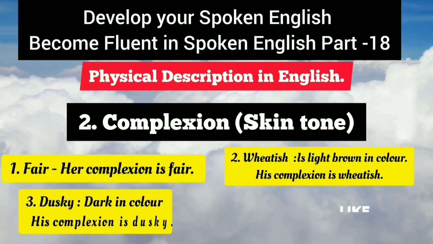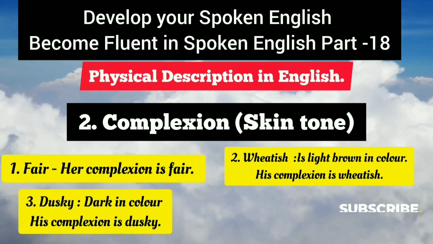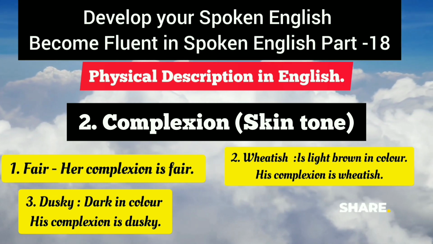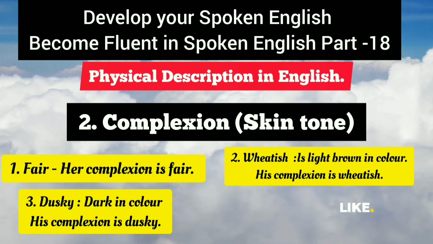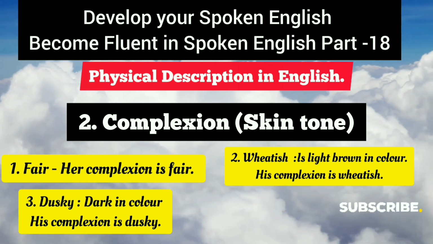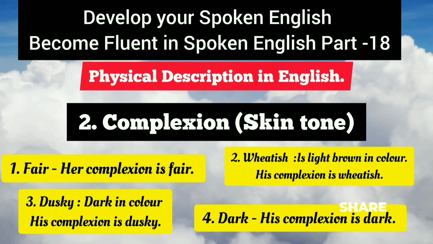And the third one is dusky. Dusky means dark in complexion. We can use this term. We can say her complexion is dusky. That means dark in color. And the last one is dark. We can also say his complexion is dark.